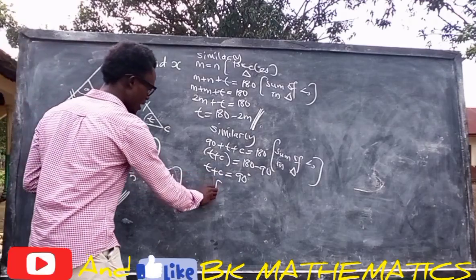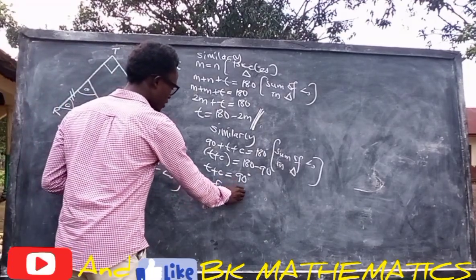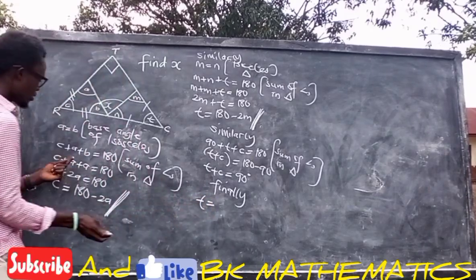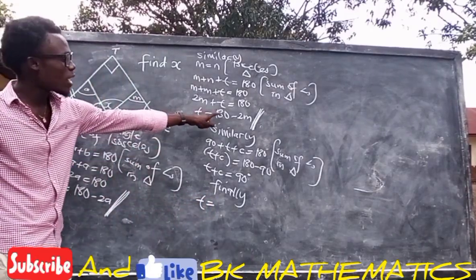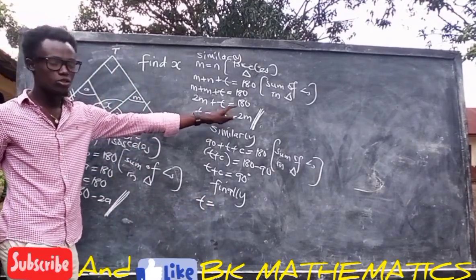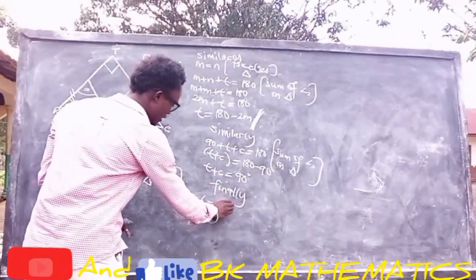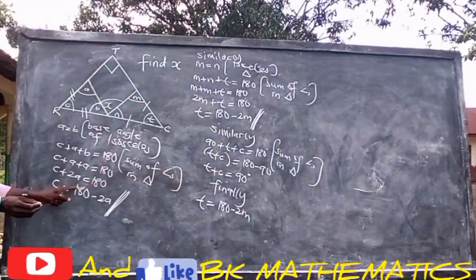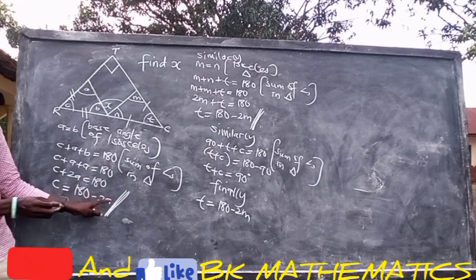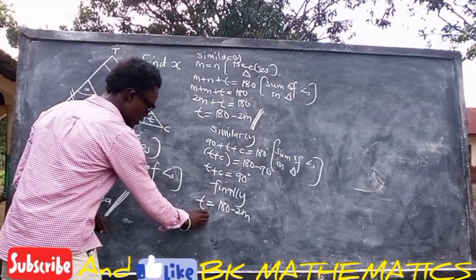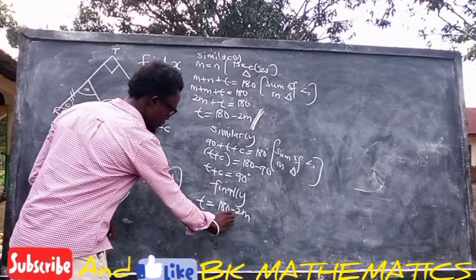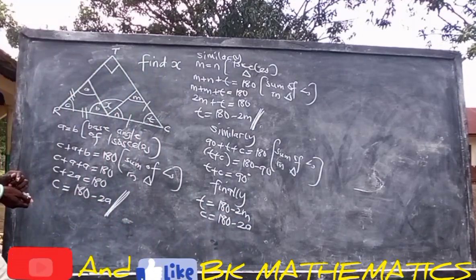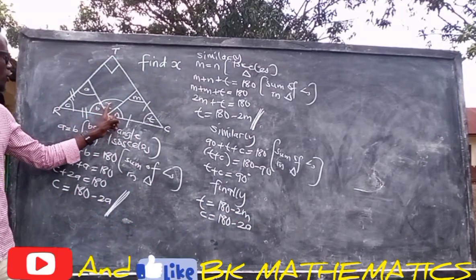We can say finally, we are given T. What is the value of T that we are given? We have T as 180 minus 2m. And we are having C also as 180 minus 2a. We say C becomes 180 minus 2a. Now let's just know that we have to find the value of x.